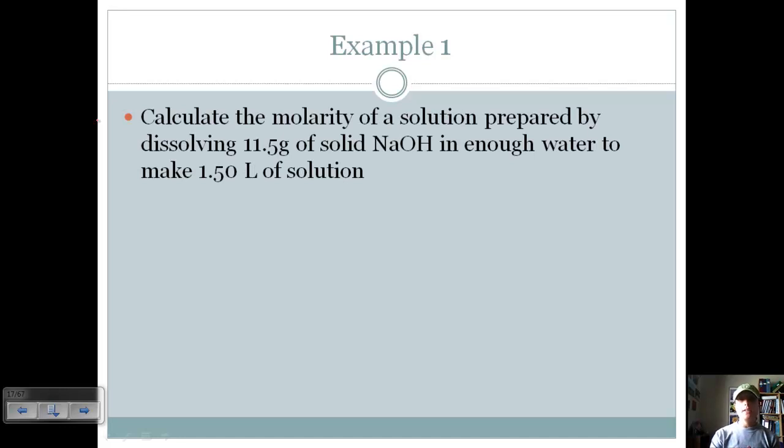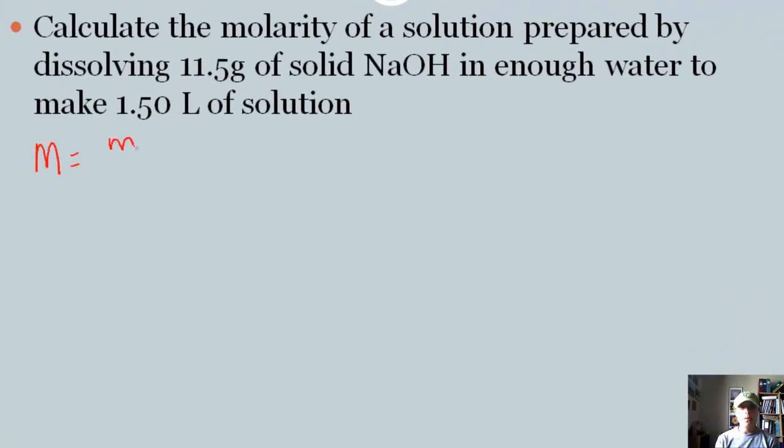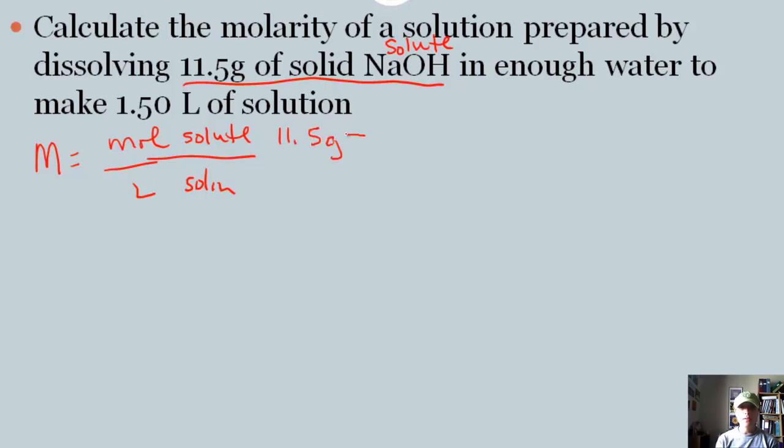Calculate the molarity of a solution made by dissolving 11.5 grams of solid NaOH in enough water to make 1.5 liters of solution. Okay, so we want molarity. Molarity is moles per liter. Well, this is grams, but we know that our NaOH is being dissolved, so that makes it the solute. And since this is moles of solute per liter of solution, I know that I need grams to moles. So for this part, I need to do 11.5 grams to moles, and that will give me the top part.